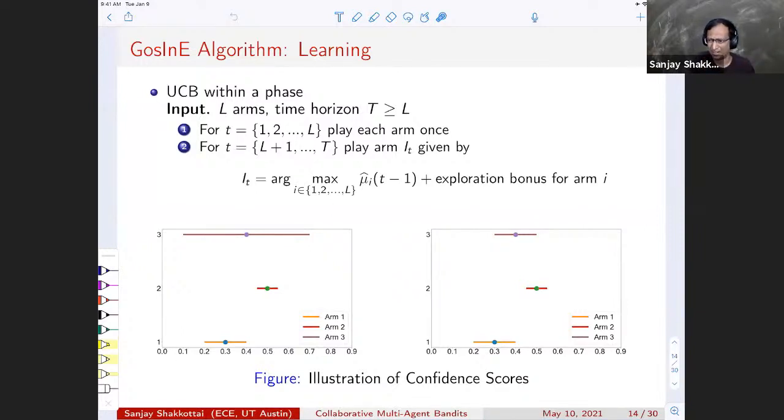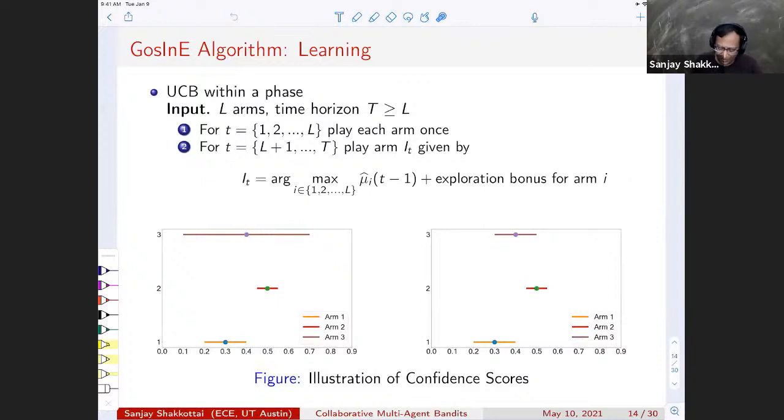I'll just talk about this algorithm. This is what I talked about by Casabenci and others about 20 years back. And the algorithm is the following. I'll explain it in the setting of 3 arms. So suppose there are 3 arms, and it's a Bernoulli setting.